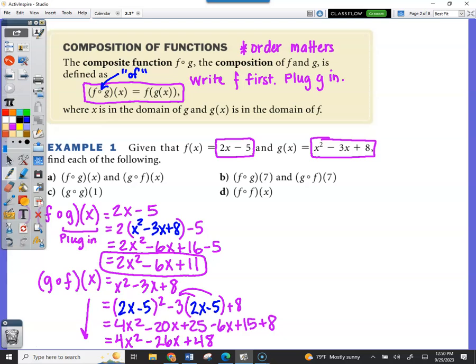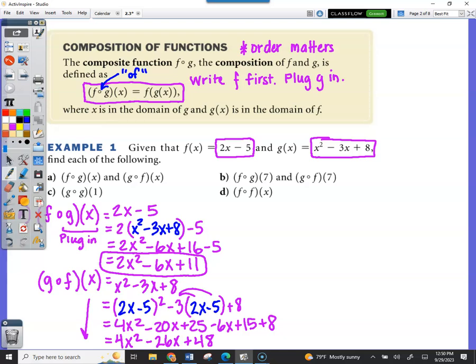Now, what do you notice about B? What does B say to find? Did we not just find F of G? And did we not just find G of F, right? So if you have one of those multi-part questions where you just found F of G and G of F and you trust that you did it correctly, then this just means plug 7 into that, and then write what you get, right?